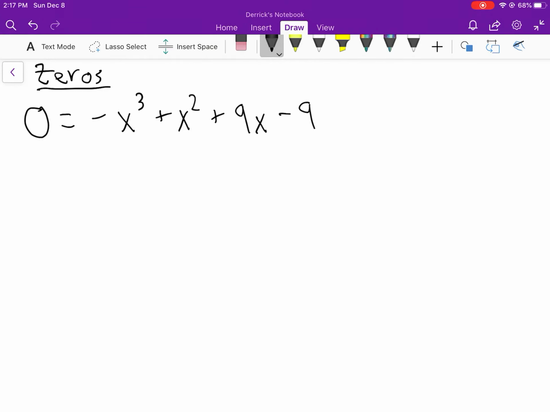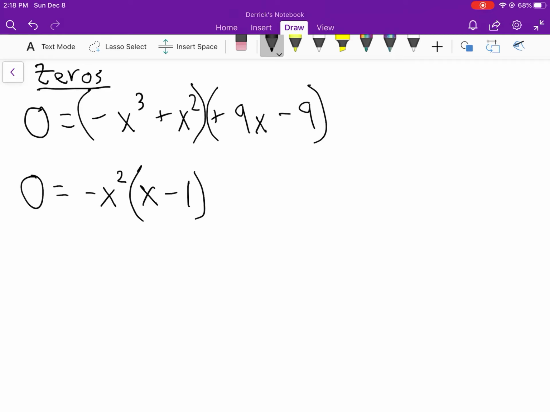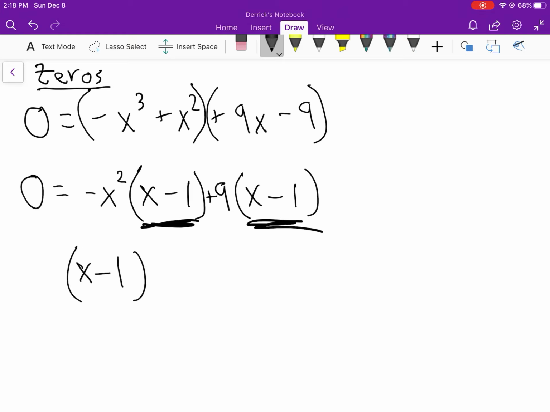There is only one method that I'm aware of for factoring with 4 terms, after looking for a GCF, which there isn't one, and that would be factoring by grouping, where we put parentheses around the first 2, put parentheses around the last 2. I am going to pull a negative x squared out of the first parentheses, which would leave me with x minus 1. And I'm going to pull a 9 out of the second parentheses, again leaving me with x minus 1. And since those are the same, I can pull that x minus 1 out as a factor, and I can also have negative x squared plus 9 as a factor.